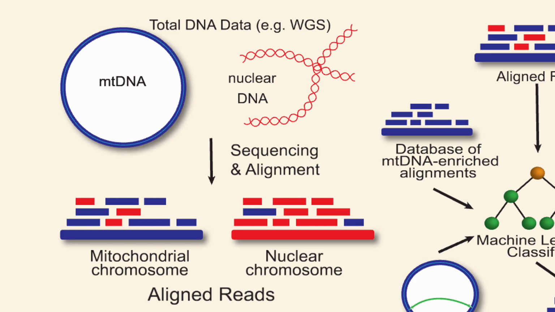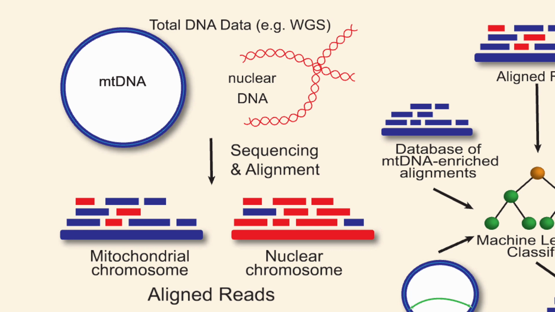Now, in a whole genome sequencing experiment, we start off with total DNA. Total DNA is going to be comprised of both mitochondrial DNA and nuclear DNA. We then perform sequencing on the samples, followed by your standard alignment to the reference genome.